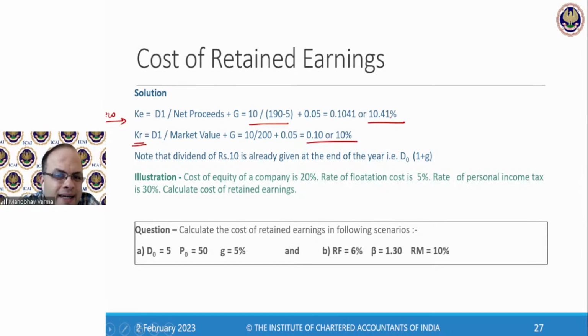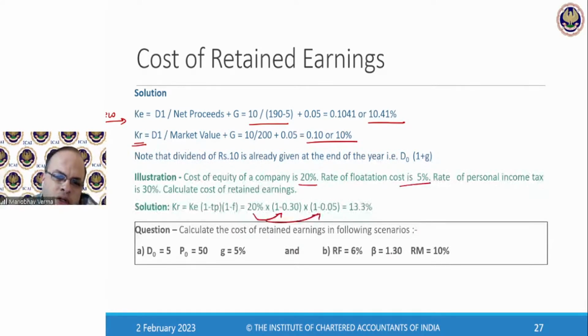Second question, guys. The illustration at the center here. Cost of equity of the company is 20%. Flotation cost is 5% and personal tax is 30%. So you don't need to do anything. You just multiply the 20% net of tax and net of flotation cost, and you will get the cost of retained earnings as 13.3. It's as simple as that.